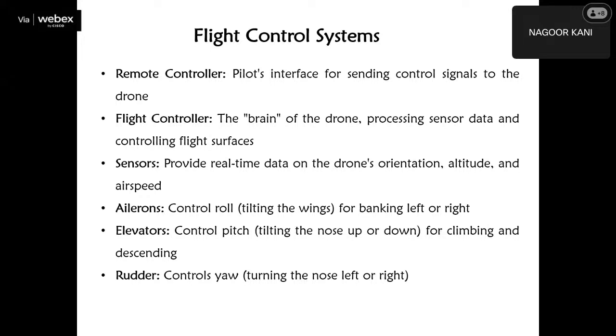So sensors will provide real-time data on the drone's orientation, altitude, and there will be an IMU. There will be GPS. So they will provide real-time data on the drone's orientation, altitude, and airspeed. Ailerons control the wings. Elevators control pitch, for climbing and descending. Then there is the rudder. This is also part of the control system that helps the flight to maneuver.